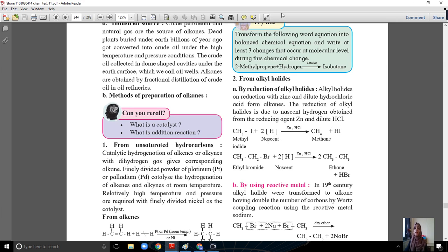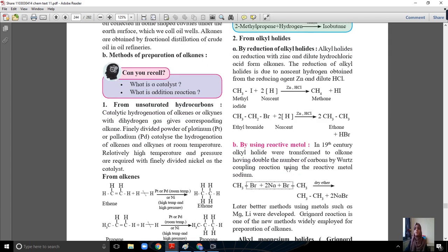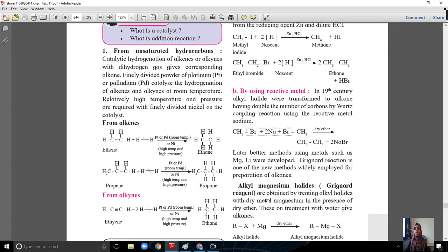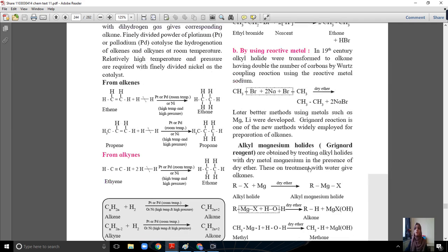Okay, and the next most important reaction is the Grignard reagent. In the Grignard reaction, alkyl halide first reacts with Mg and gives alkyl magnesium halide. See here, alkyl magnesium halide, and this alkyl magnesium halide reacts with water to give alkane. And this is the byproduct.